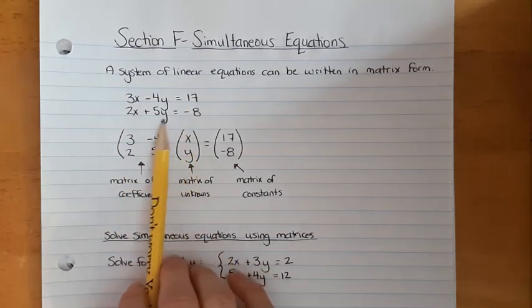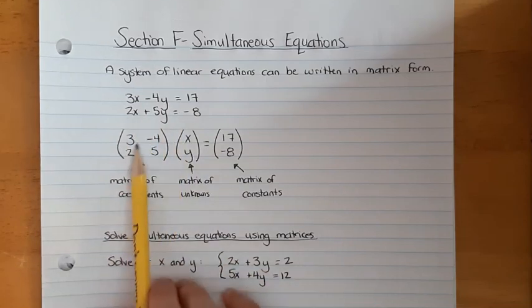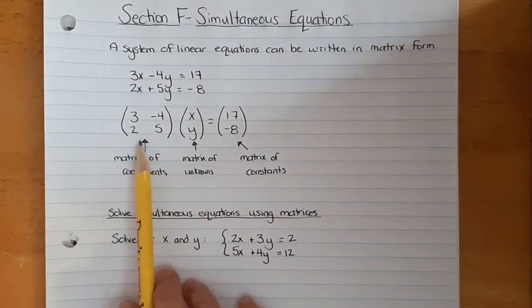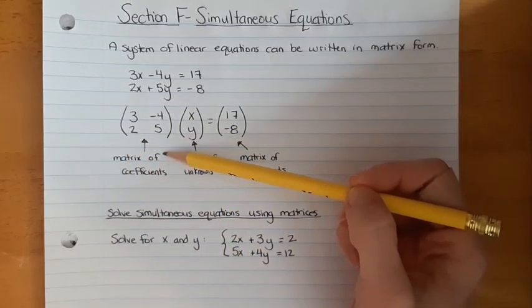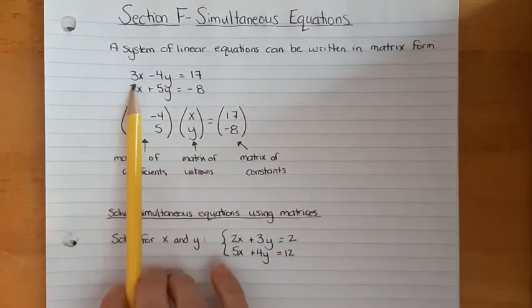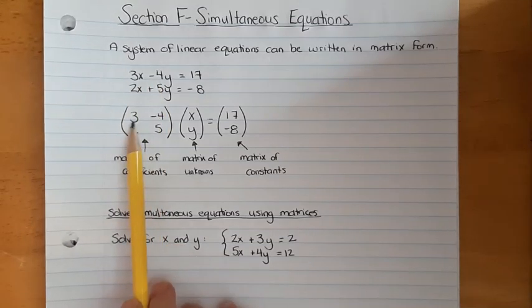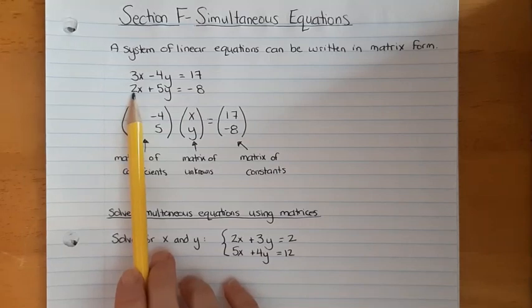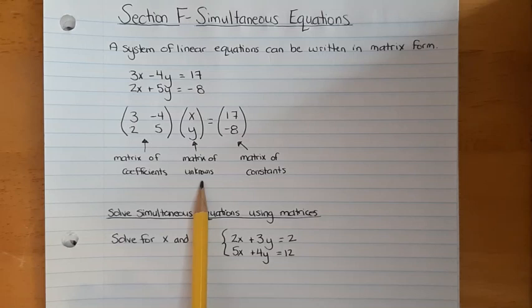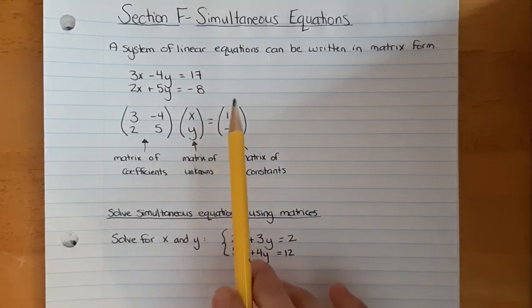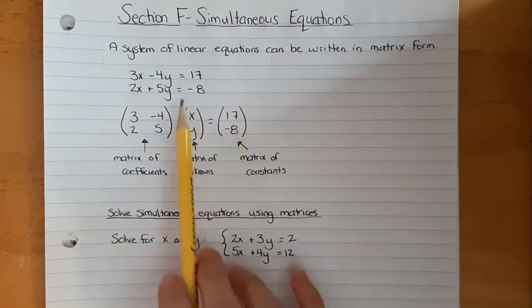So the way that we convert it, for lack of a better word, from this equation form to matrix form is we set up three different matrices. The first matrix is for coefficients. We've got a coefficient in our top equation of 3 and -4. Our bottom equation has coefficients of 2 and 5. The second matrix is the matrix of the unknowns, x and y. And the last matrix is the matrix of the constants, 17 and -8.